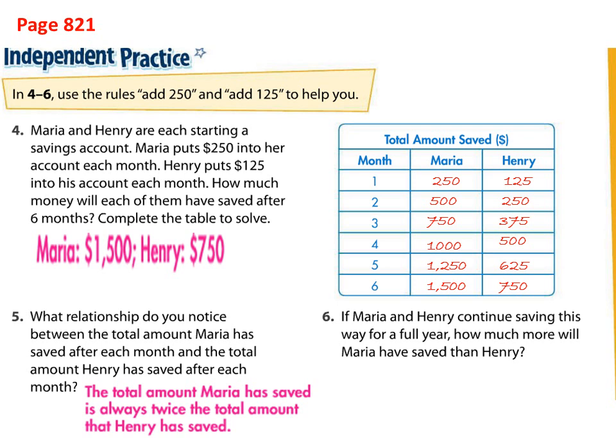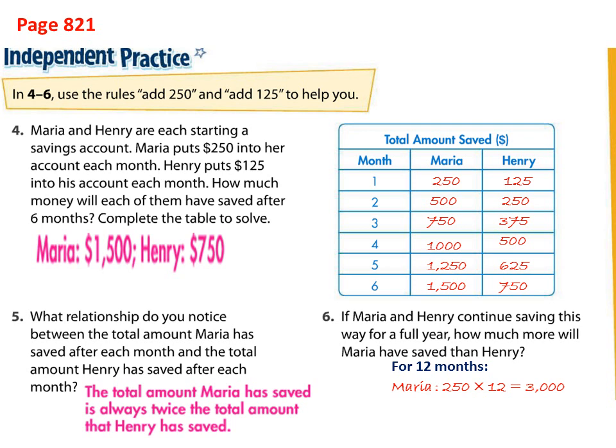If Maria and Henry continue saving this way for a full year, how much more will Maria have saved than Henry? The question asks about after a full year, or 12 months. Let's begin with Maria. For 1 month, she can save 250. For 2 months, we can multiply by 2. After a full year, we must multiply 250 times 12. So now multiply 250 times 12, it's $3,000.